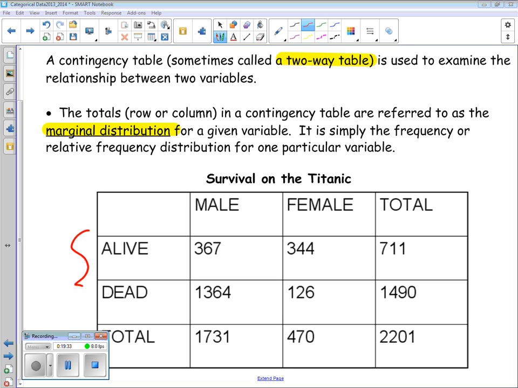Okay, so how can we say that as a variable? Lived or died. Survival. We'll say survival. So whether or not they survived is one of the variables that's being shown. What's the other one? Gender, okay? Whether they are male or female. So we have two different variables, survival and gender. And that's how we organize the data. One of the variables goes across the top, the other one goes across the side. And you just put the numbers or the counts in their respective boxes.